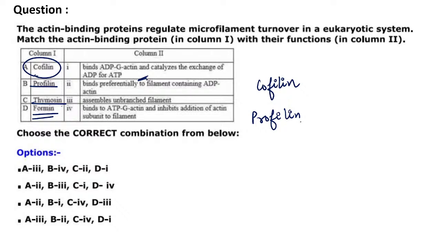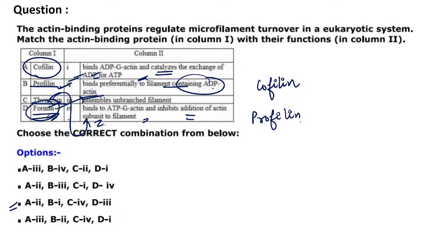Let's see. Cofilin, profilin, thymosin, and formin. The answer for this is option number C, right? Cofilin binds preferentially to the filament containing ADP actin. Profilin binds ADP G actin and catalyzes the exchange of ADP for ATP. Then thymosin binds to the ATP G actin and inhibits the addition of actin subunits to the filament. And then formin assembles the filaments.